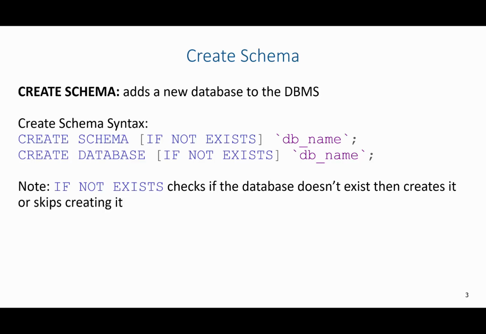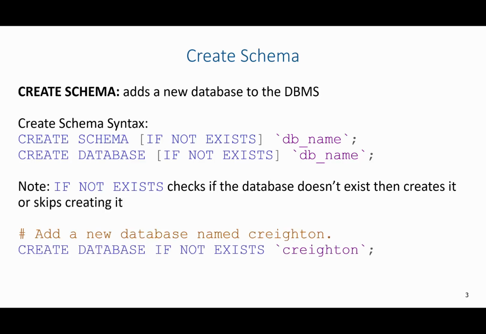We can optionally include if not exists before the name of the database, and if we do, and we run this query and the database already exists, it will fail safely. Otherwise, if we don't include it and the database already exists, it will throw an error saying that the database already exists. So if I want to add a new database to the database management system named Creighton, I'd say create database if not exists, and then Creighton.